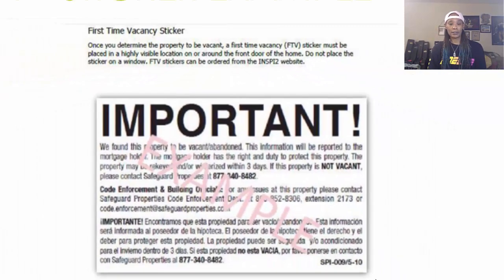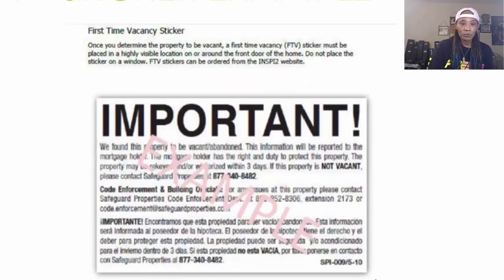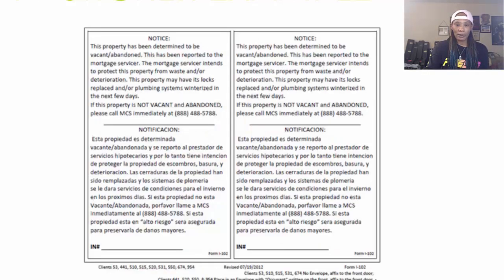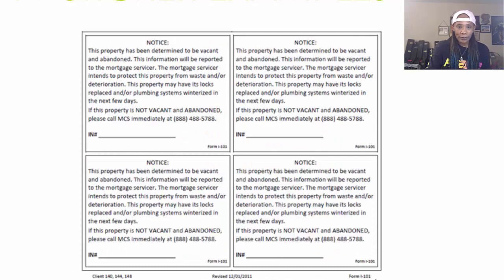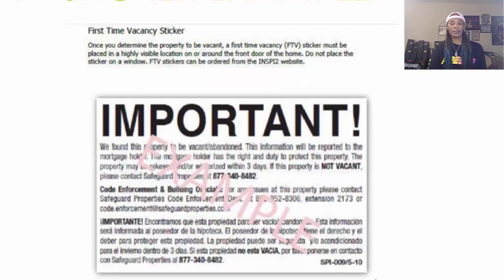All right, here's another. That first one was another MCS vacancy sticker, but that one was different from this one because it's for a different client. This is form 101. This is form 102. It's for different clients. And this one is a Safeguard vacancy sticker, basically saying the same thing.